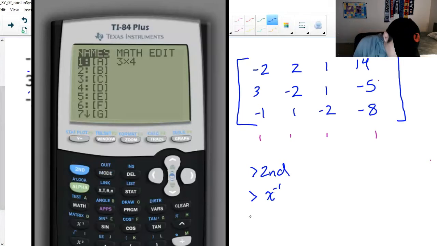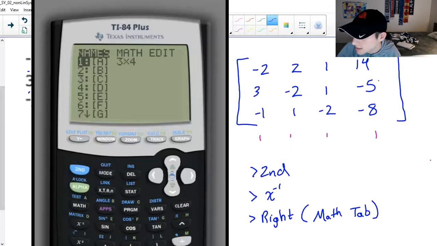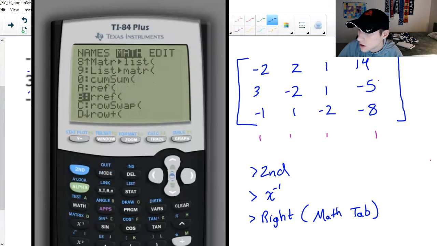But now I'm going to go right so that I can see in the middle of the screen, there's a math tab. We went all the way over to the right to edit, but now I'm just going to go over to math. And it brings up, should look like this. I'm going to scroll down a bunch until I get to RREF.